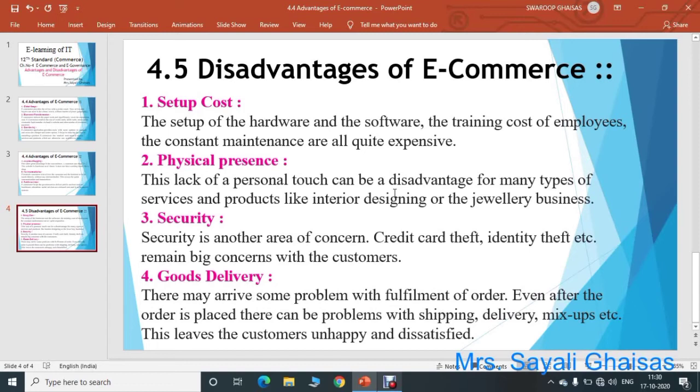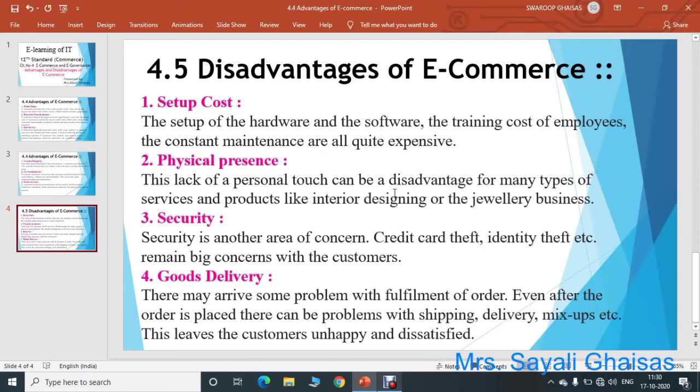Next one is security. Security is another area of concern. Credit card theft, identity theft, etc. remain big concerns with the customers. Mostly buyers or customers pay online using credit card, debit card, etc. So security is the major concern with respect to e-commerce, because there are chances of credit card theft, identity theft. So these are the big concerns in case of customers.